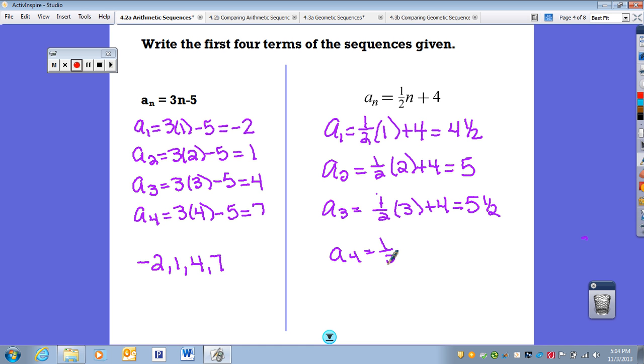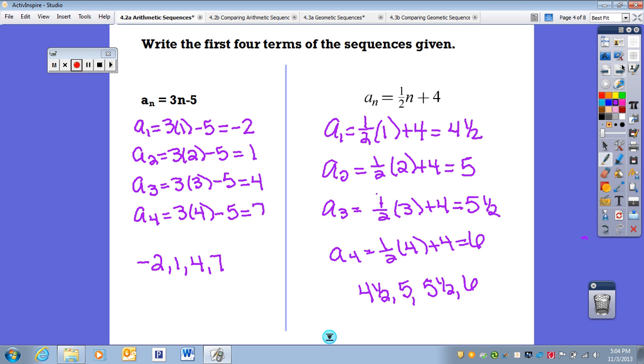So I'm going to take half of 4. Half of 4 is 2, plus 4, which gives me 6 as the fourth number in my sequence. So the first 4 terms of my sequence are going to be 4.5, 5, 5.5, and 6. Now what you can notice is that we calculated each one separately, and notice they are an arithmetic sequence because I have a common difference. Do you notice that in this first sequence I'm adding 3 each time to get to my next term? In this sequence I'm adding 1/2 each time to get to my next term.